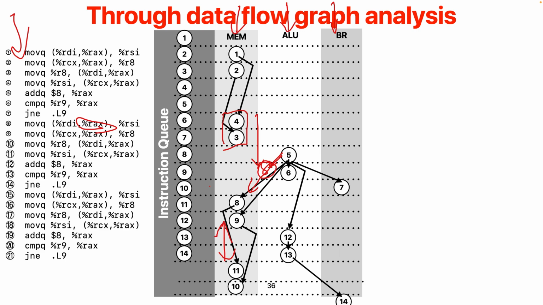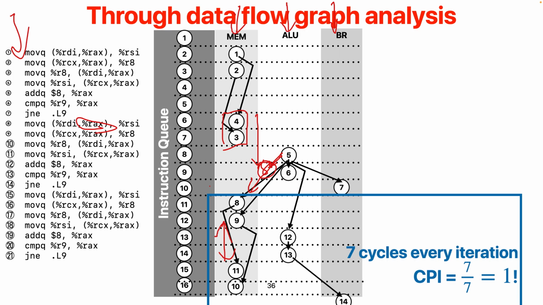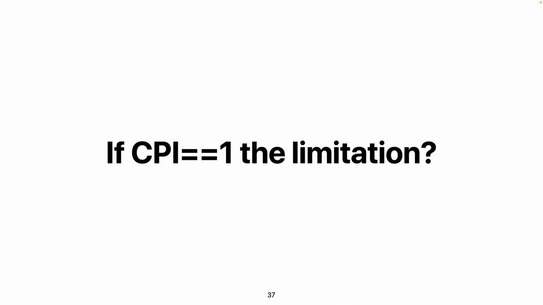So that's pretty much the same issue flow as the pipeline method, right? And again, if you check the graph carefully, you'll figure out after this point, every cycle, I'm issuing a new instruction. So my CPI is also 1 based on this data flow analysis. Okay, so far you might think, am I limited by CPI equal to 1 in any processor?